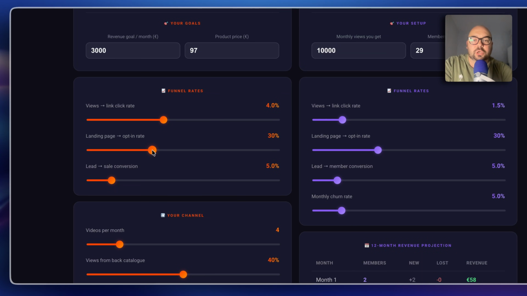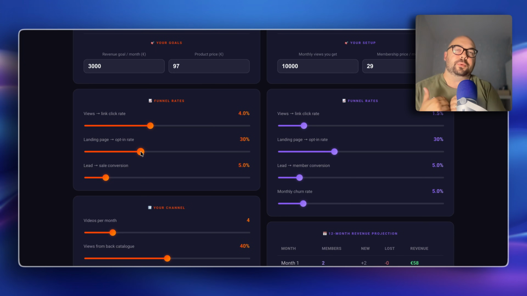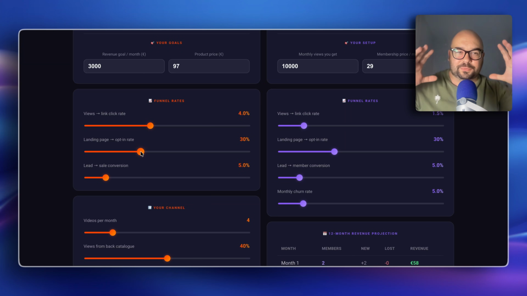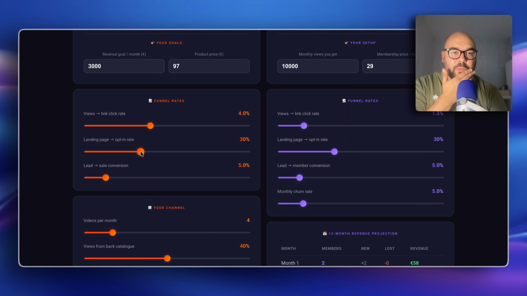Now the landing page opt-in rate: if the person clicks on the link that you've told them about, and now they end up on the opt-in page where they're provided with some sort of "Hey, get this free thing, just give me your email or whatever." And right now people are collecting phone numbers, it's back on, but anyway, this is called an opt-in if the person decides to give their contact number, right?